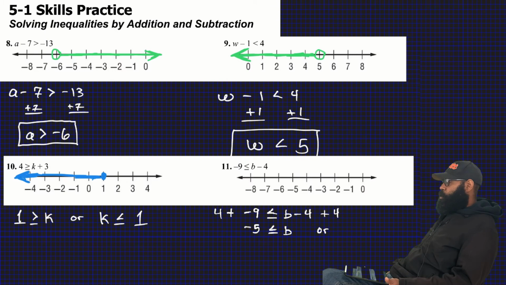When I added 4 to both sides to 11, it was to get rid of the -4. Now I got -5 is less than or equal to b. Well, if I start reading it from the b, it would be b is greater than or equal to -5. See how the open mouth, as they used to say back in elementary, the open mouth crocodile? So that tells me to shade to the right.